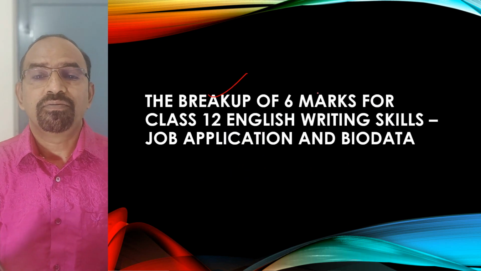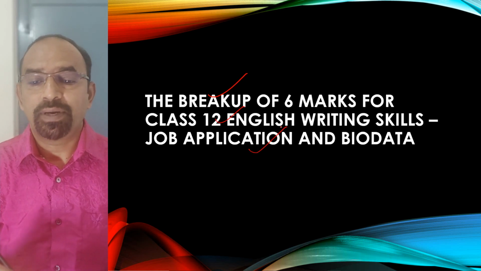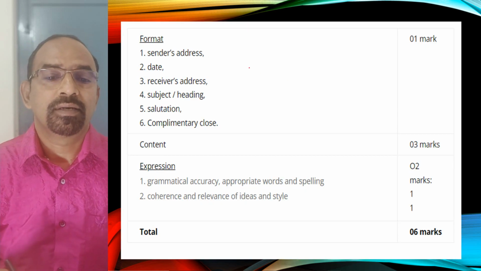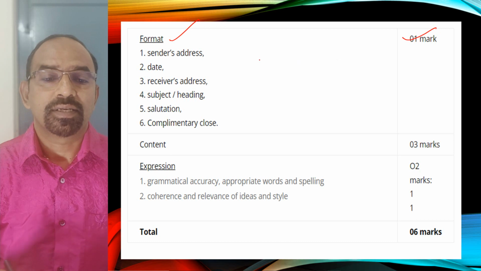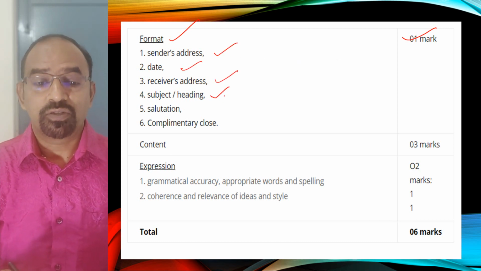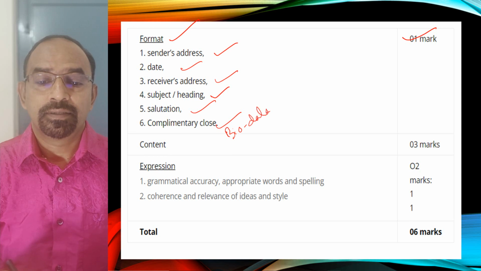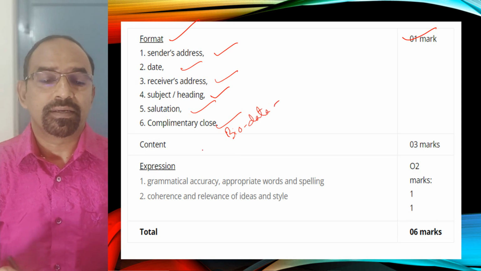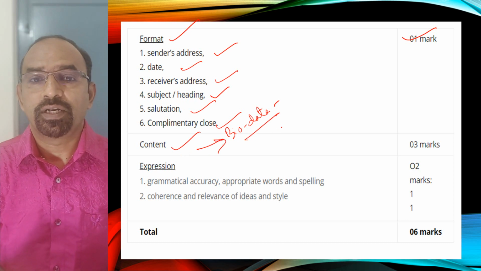The breakup of 6 marks for class 12 English writing skill, job application and biodata. Look at the format carries 1 mark, and format means sentence address, date, receiver's address, subject or heading, salutation, complementary clause, including biodata. All these should be there. And content. Content contains biodata too. So that for 3 marks.